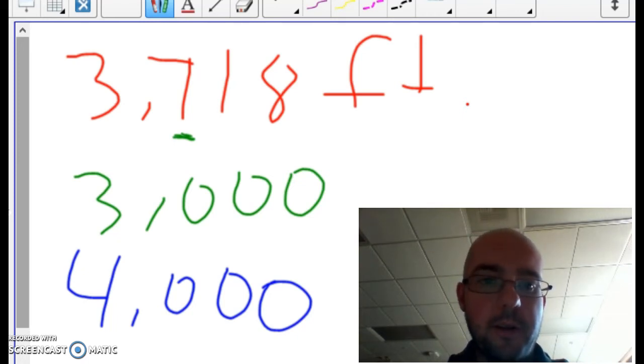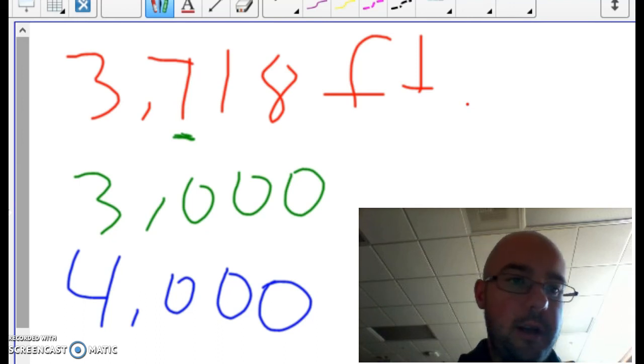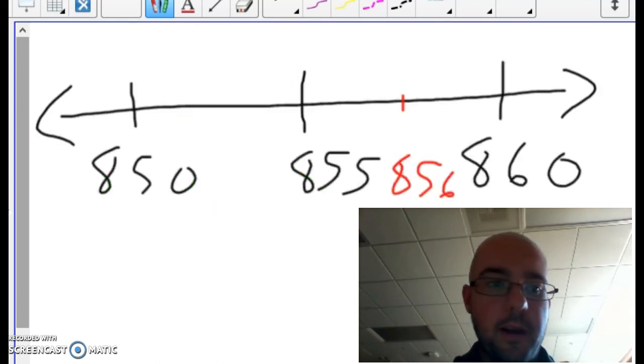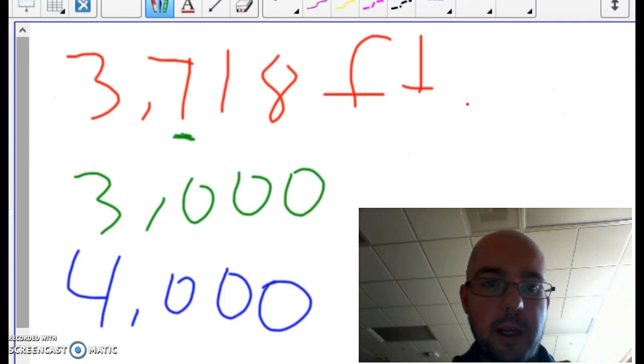So when we look at rounding to the nearest 1,000 or 100, one thing we can do is draw a number line if that helps. Or we can look at the next digit and see where we would round it to.